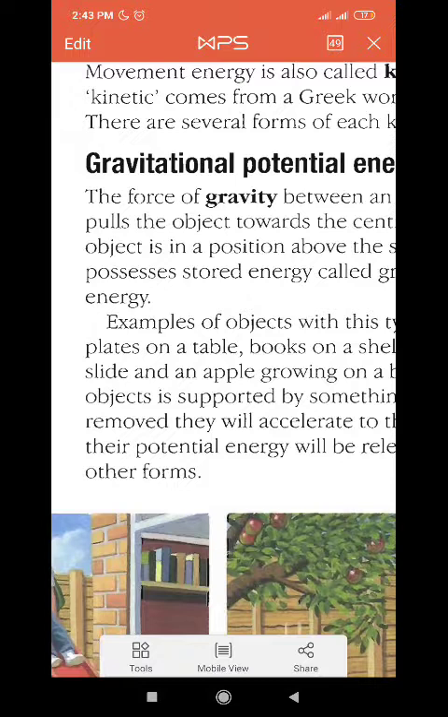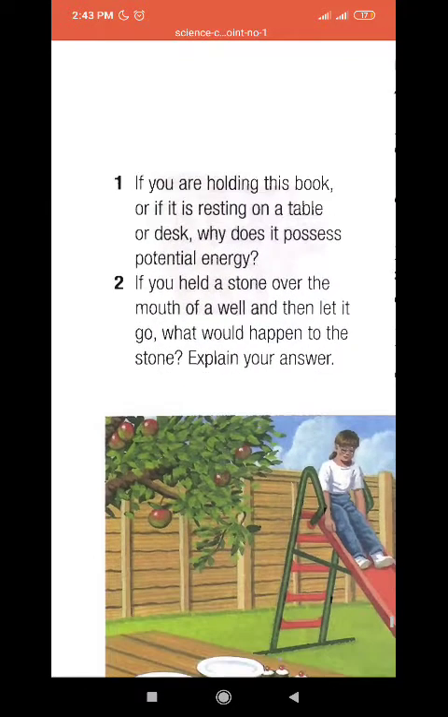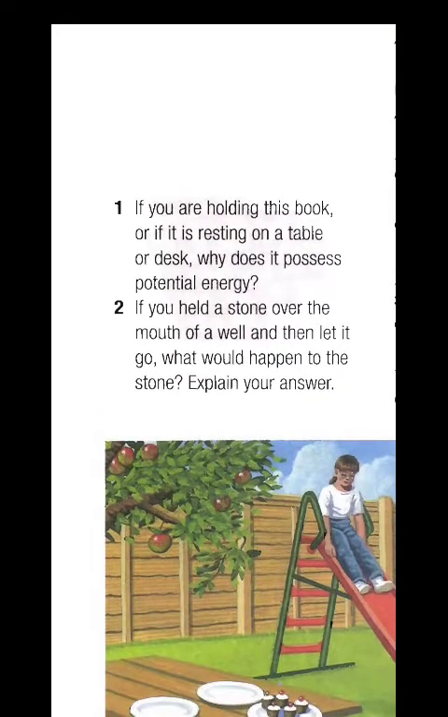If you have a book on the table and you decide to remove the table, the book will fall down. What does that mean? It simply means gravity is doing the work. That's what happens with gravitational potential energy, because when you remove the obstacle, the work is done. Let's look at question 1. If you are holding this book, or if it is resting on a table or desk, why does it possess potential energy? It does possess potential energy because it is above the surface of the earth.